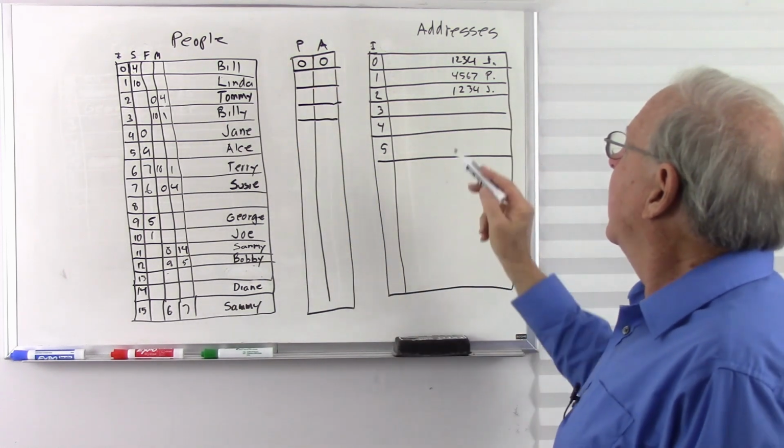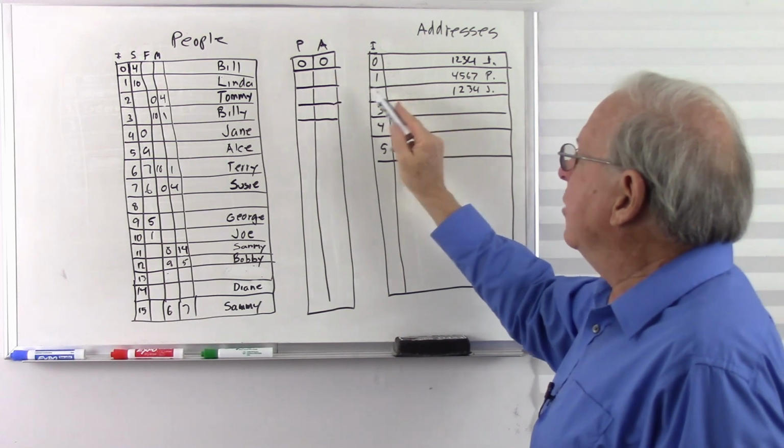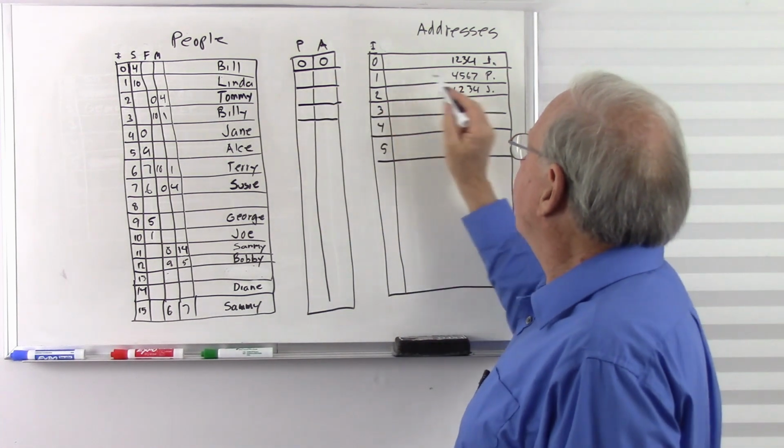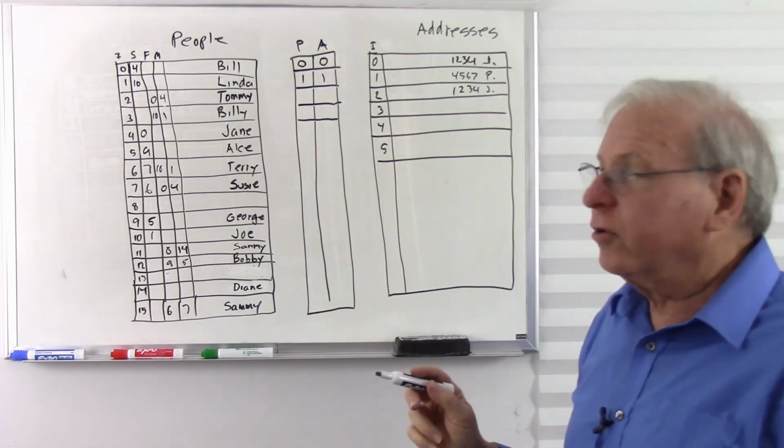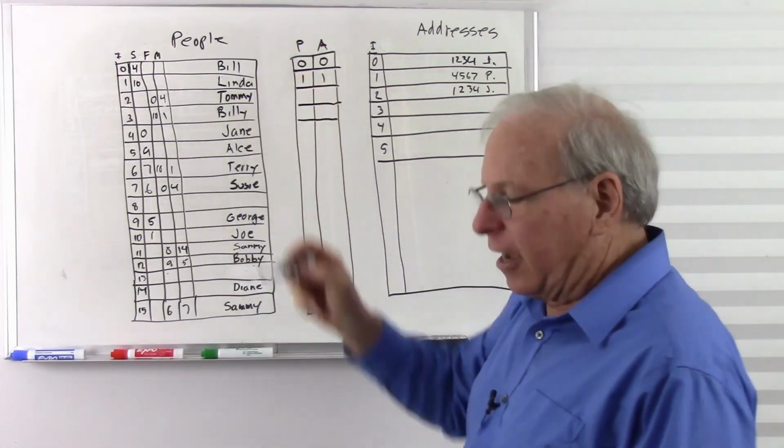Okay, easy enough. Now address number 1 tied to Linda. So address number 1 goes to person number 1. So address 1 goes to person number 1. So far, so good. Now Tommy has the same address as Bill.